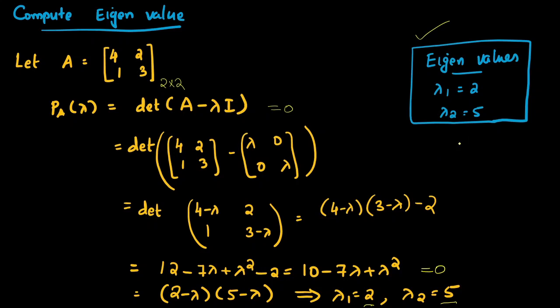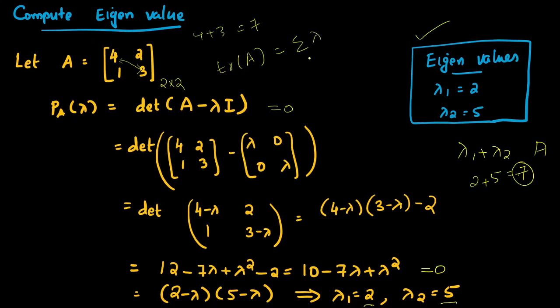Okay, then what is the sum of these eigenvalues, lambda 1 and lambda 2? 2 plus 5 is 7. And there is a relationship between this value and the matrix A. When you find the sum of the diagonal elements of the matrix, we get the same answer, 7. 4 plus 3 is also 7. So the trace of matrix A is equal to the sum of its eigenvalues. Okay, so this relation exists.